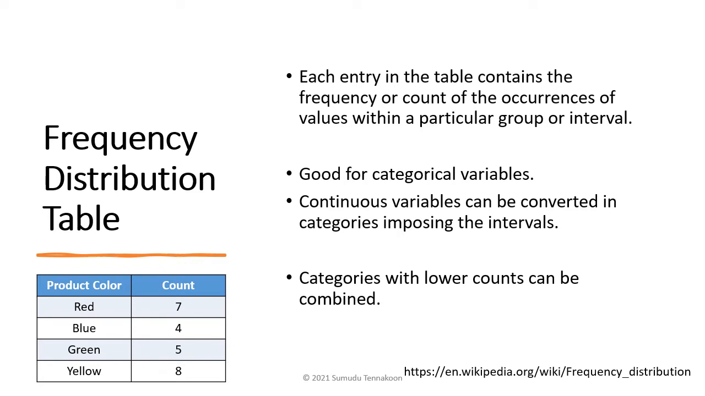So categorical values with lower counts can be combined. I don't have this example in the slide, but say you have another color, a dark blue, with only one t-shirt. Since blue and dark blue have some relation, you can combine dark blue and blue together, absorb it into blue, and make it a 5. So categories with lower counts, we usually combine into one category.